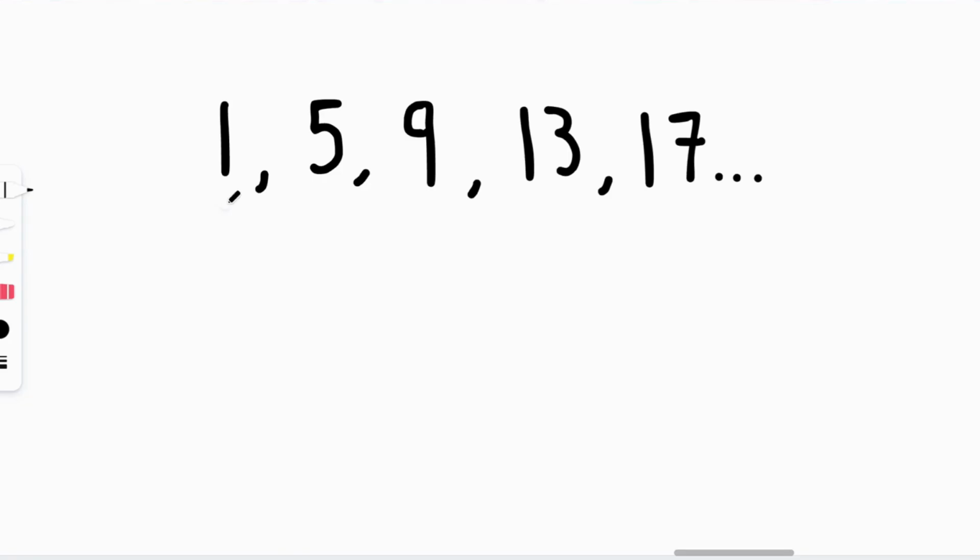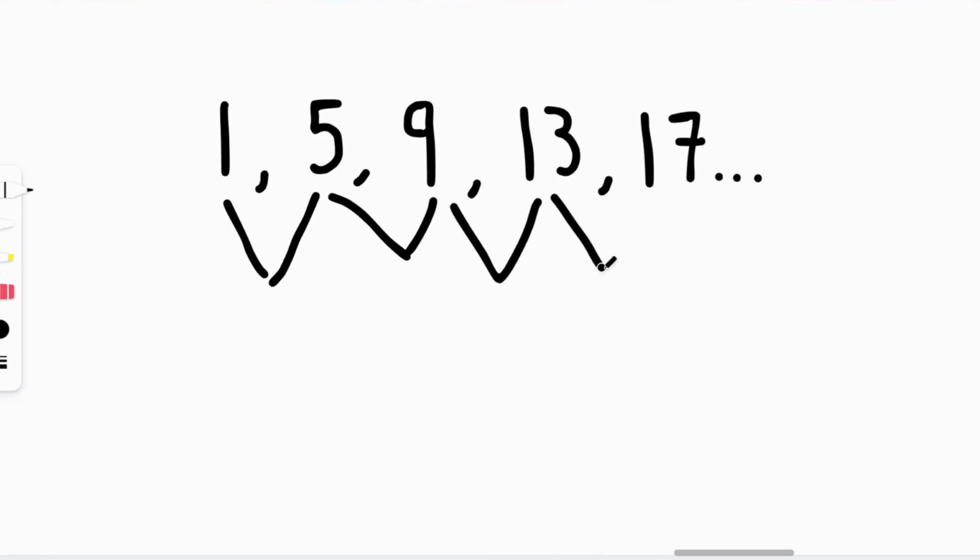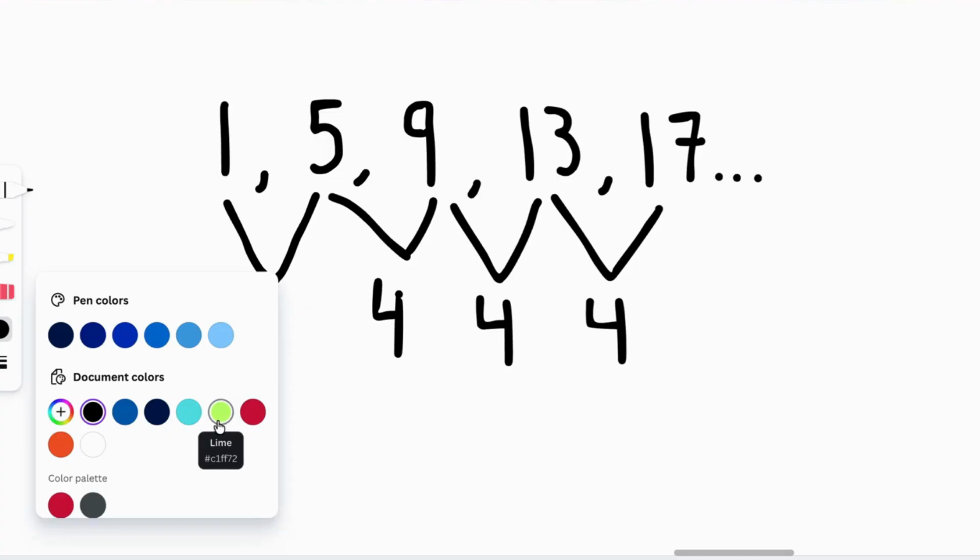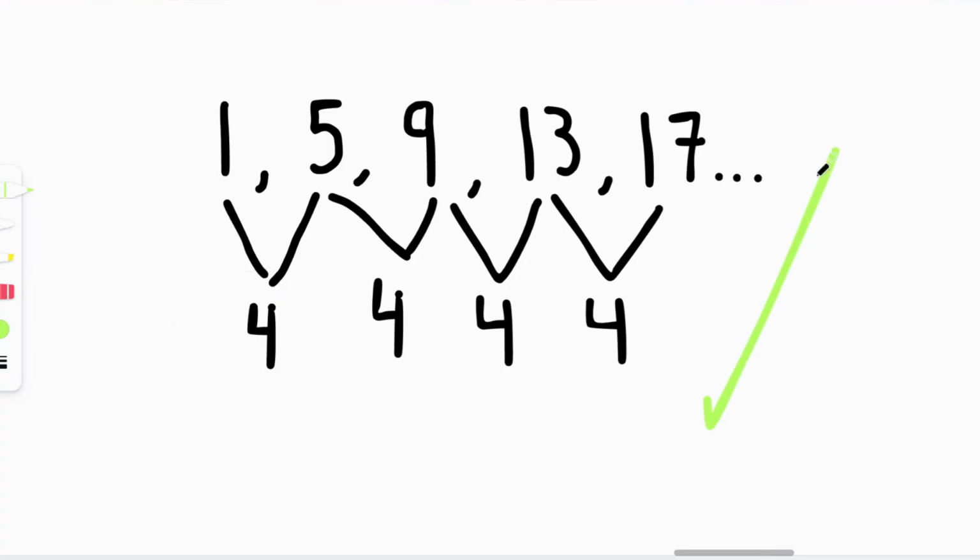So for arithmetic sequences, the key is that the difference in between the terms is constant, is the same. So what I really do want you to do, especially for when things get harder in other types of sequences, is to draw these mountain type shape arrows upside down, and then see what the difference is. In this case, it's 4 in between all terms, meaning that this sequence is officially arithmetic.